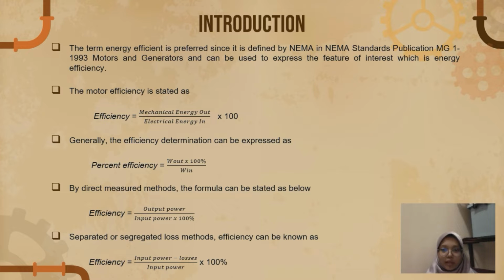in, multiplied by 100%. And the third point, generally, the efficiency determination can be expressed as percent efficiency equals power out multiplied by 100%, divided by power in. And then the direct measure method, we can know by efficiency equals output power divided by input power multiplied by 100%. And the last point, with the separated method, efficiency can be known as efficiency equals input power minus losses, divided by input power, multiplied by 100%.